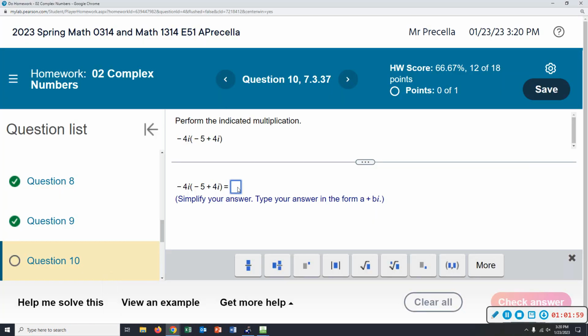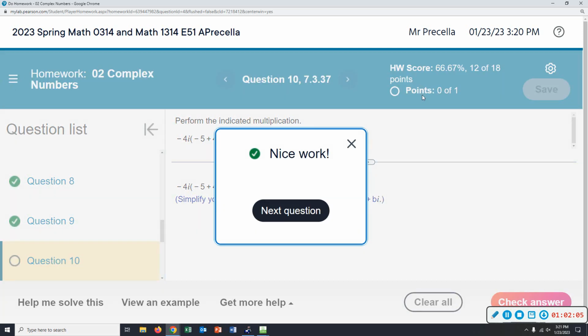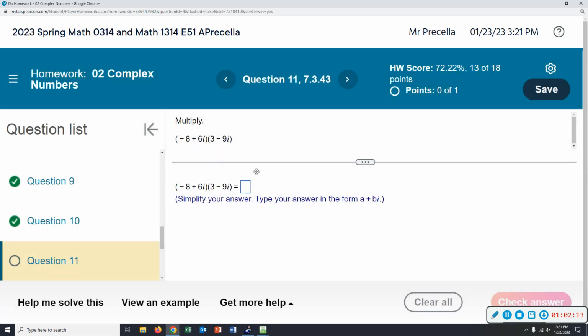So 16 plus 20i. Do we have 5 more problems? Do we keep going or do we take a break? Keep going? Okay. If you need to step out, feel free to step out. As a matter of fact, I'm about to step out for a second, okay? I was drinking too much iced tea before class.